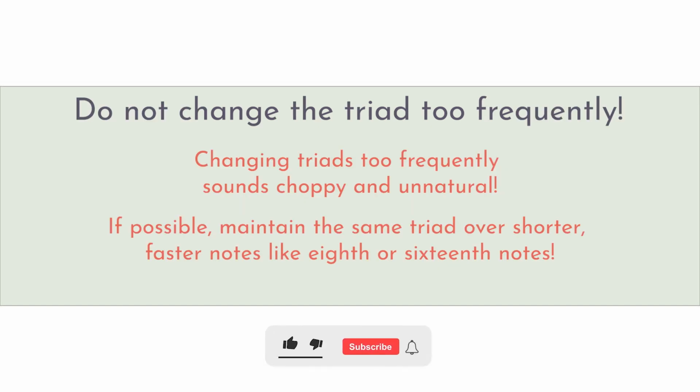Changing triads too frequently, especially between short notes, can make the music sound choppy and unnatural. It's usually best to maintain the same triad over shorter, faster notes to ensure fluidity. Here's a very bad example.